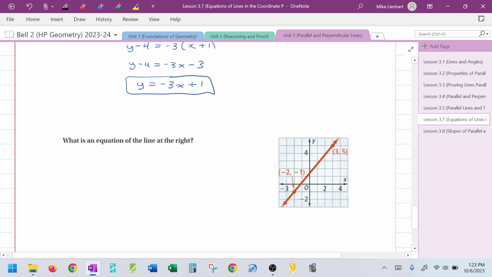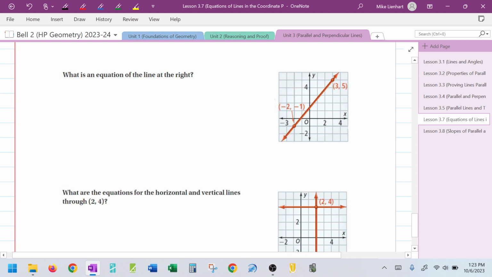Okay? Now, the next question says, what's the equation of the line on the right? First thing I want to do is identify a point that I want to use. I'm thinking point slope. I'm going to use the point 3, 5, and I'm going to identify it and write it down. I could use the point negative 2, negative 1. There's nothing wrong with that, and we will end up with the same equation.